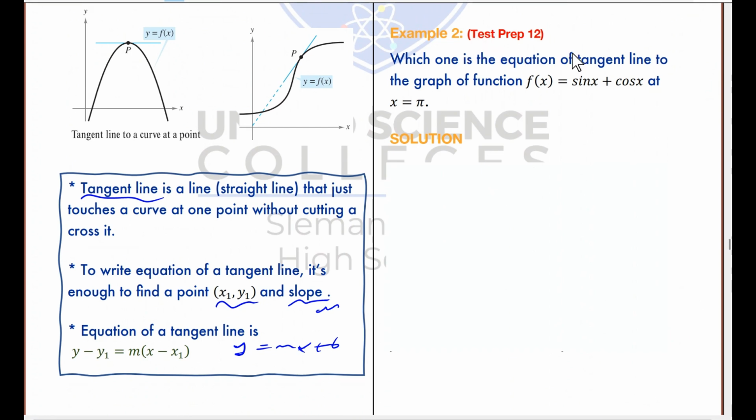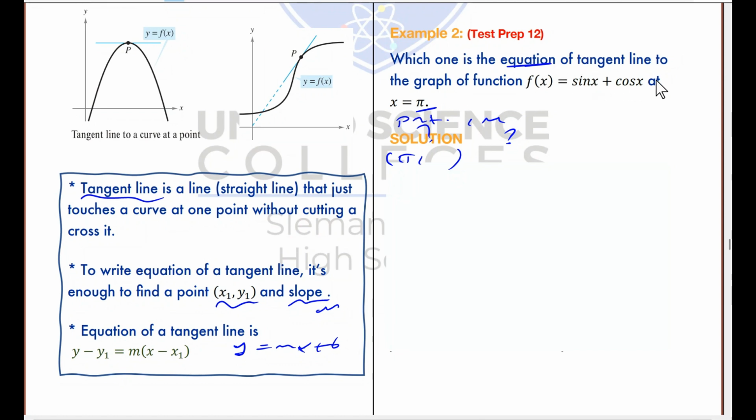Another question, a test prep question. A trigonometric function is given, sine plus cosine. We are asked to find the equation of the tangent line at x equals pi. So what is missing? The point is missing. What else is missing? The slope is missing. We don't know the point, we don't know the slope, we just know x. Can I find y if I know x? Pi comma what? I don't know the point. So I can find y by plugging in pi for x in the function.